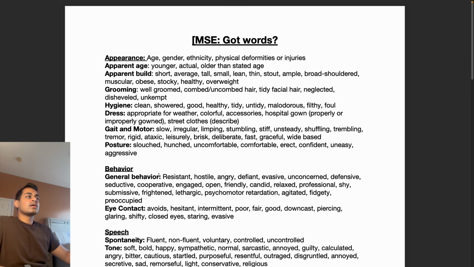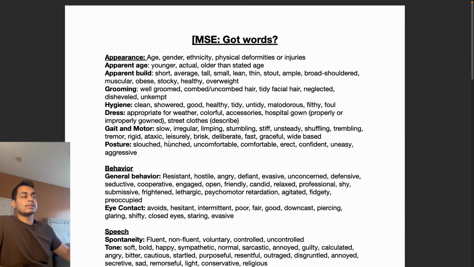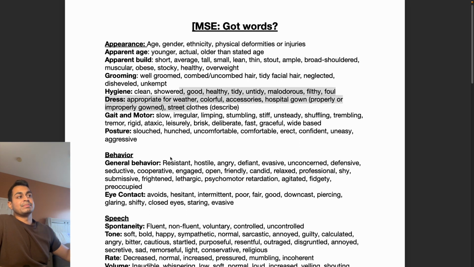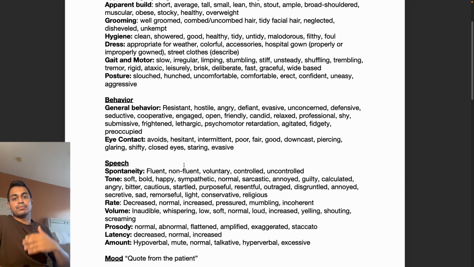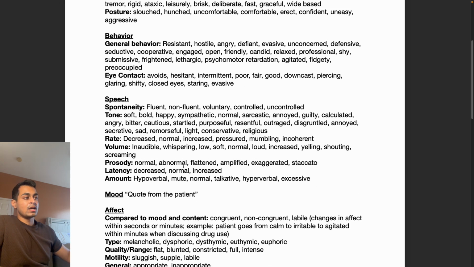And that is the MSE. Again, this is something that you're going to be writing in your SOAP notes, but something that while you're doing your intake you should keep in the back of your mind, because when you see the patient, you should be making sure to hit all these things and looking at all these things, because it just gives a better clinical picture of what's going on.